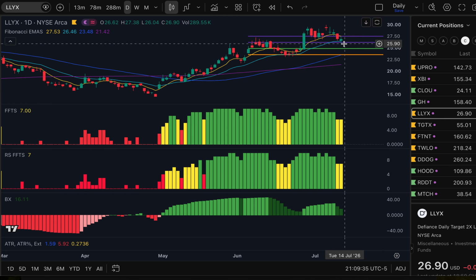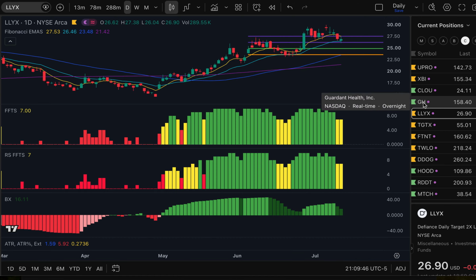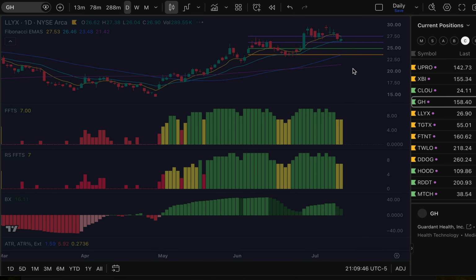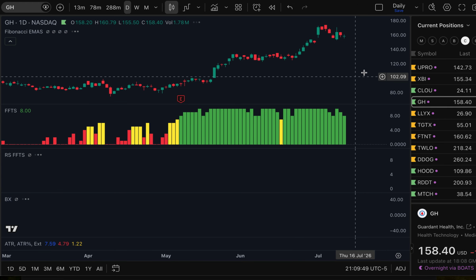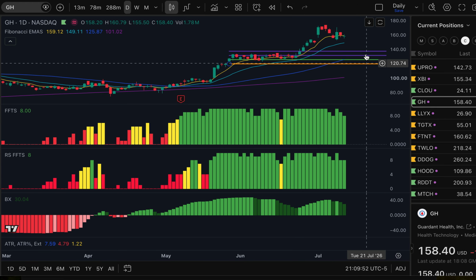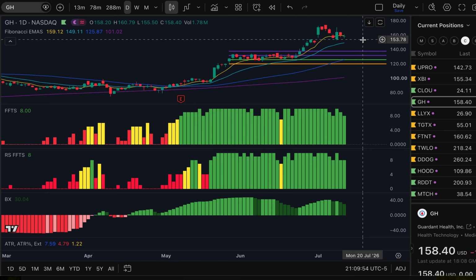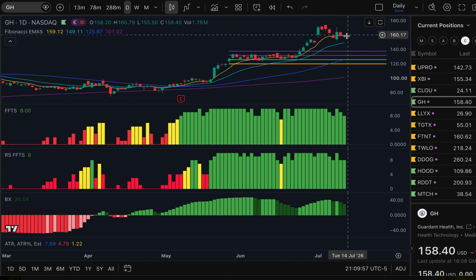pulling back to the 21 EMA. I need to see this hold the 21 if I'm going to stay in this. And Guardant Health, GH. I just have a runner position left in this one, but it's still holding up here near the 8 EMA.